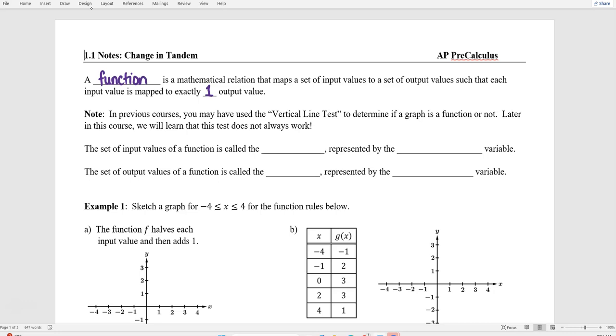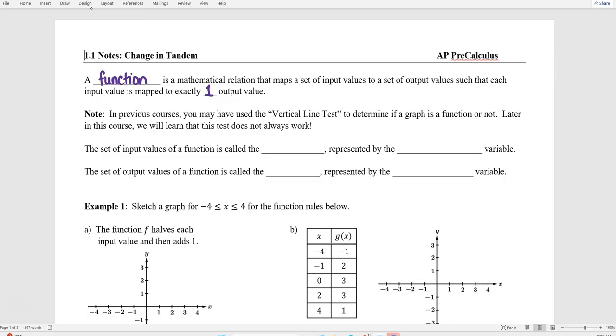Now, there's a note here, and I have left it. This came from Brian Passwater. I'm going to be honest, I haven't figured out exactly what he's talking about here, but I left it, and I want us to be on the lookout for this. In previous courses, you have learned that you can use the vertical line test for functions. If you pass a line through the graph and it hits only one time everywhere, then that is a function. It says later in this course we will learn that test does not always work. I am going to be honest and tell you that I don't know where it doesn't work. But I do know that they do not accept it as reasoning on the AP exam. So maybe that's what he's talking about.